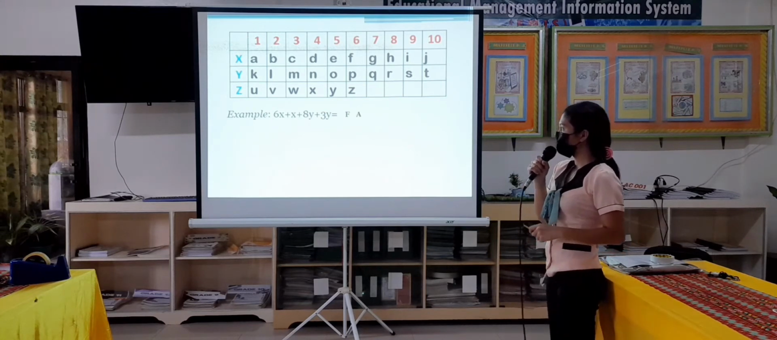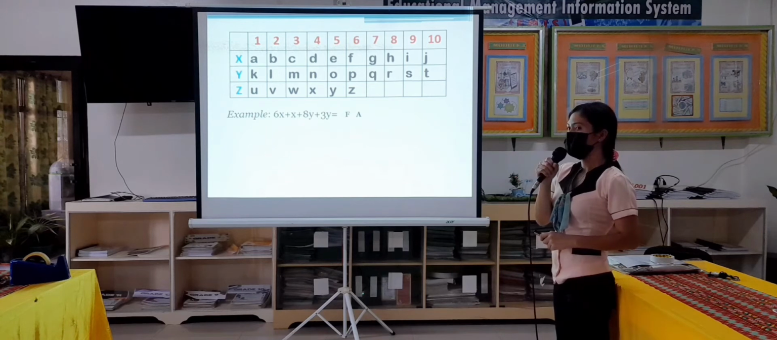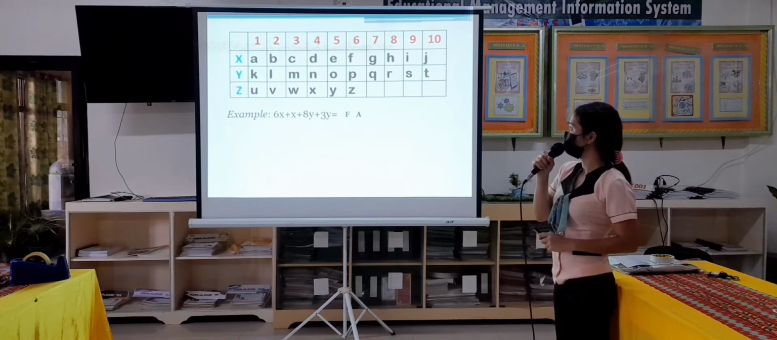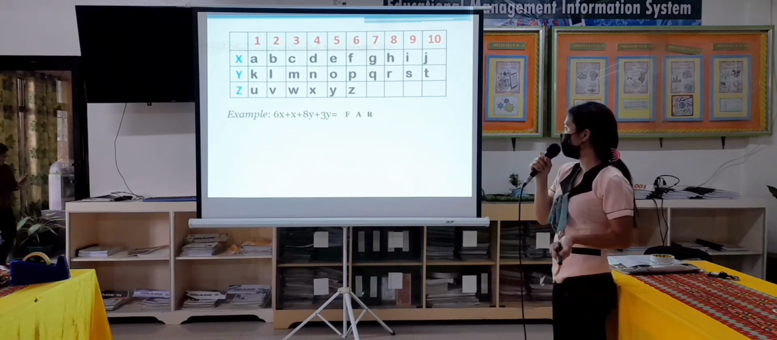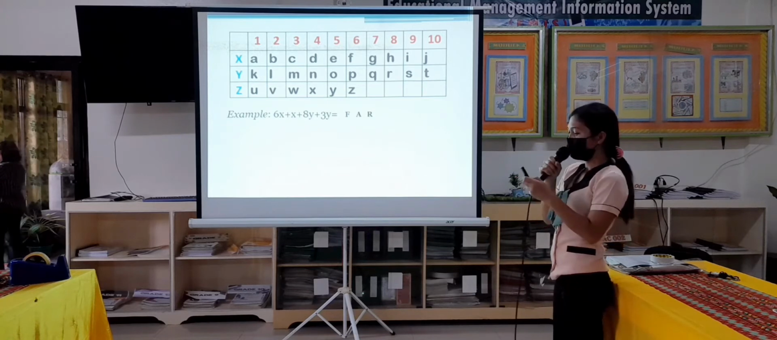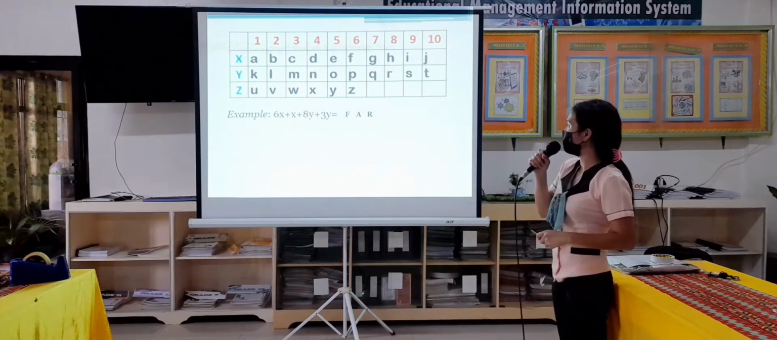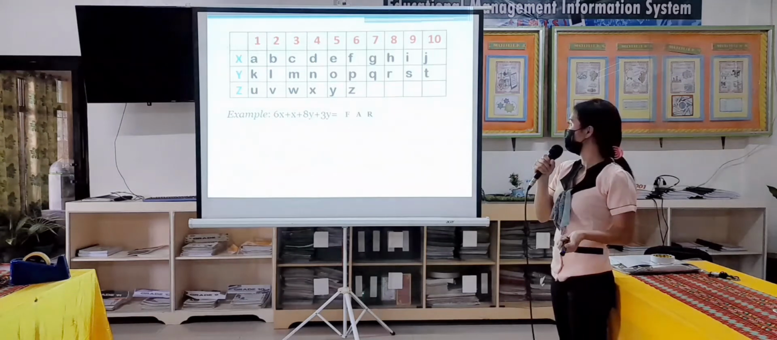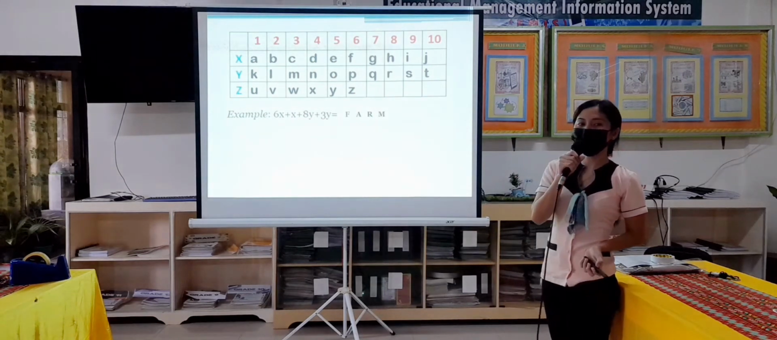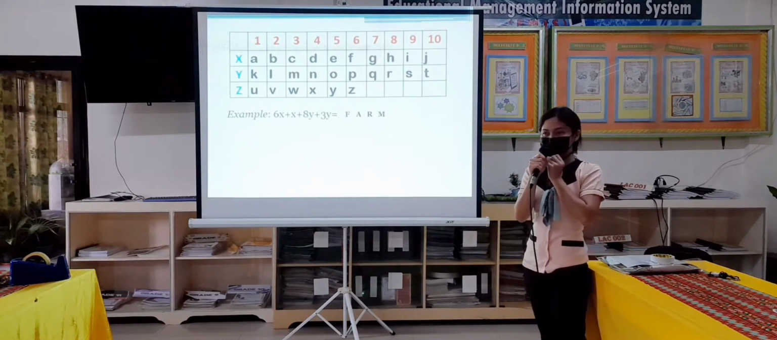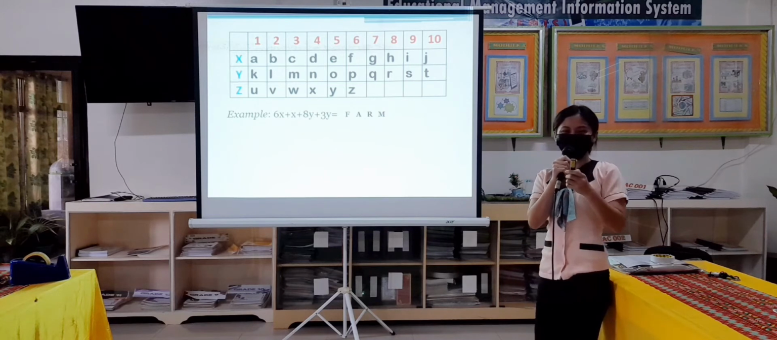So next is 8y. So what letter coordinates 8y? R, ma'am. Yes, R. Very good. So another, for 3y. M, ma'am. Yes, M. So what word is being formed? Farm. Very good.